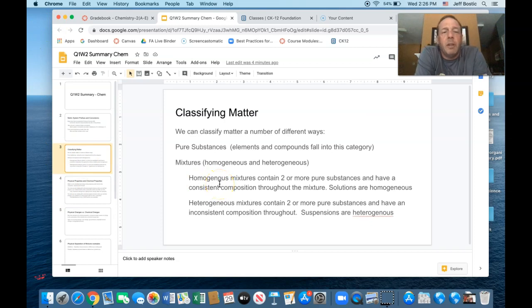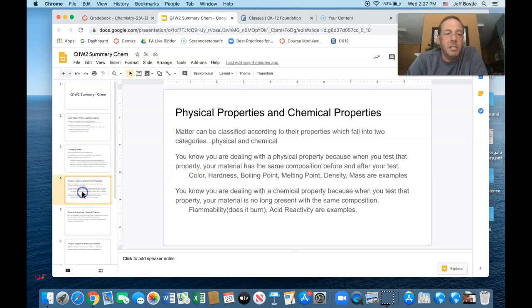We also talked about how we can classify matter. Chemistry is the study of matter and how we interact with it. So we started with, how do you classify it? We lumped everything up into one of two categories. Either you're a pure substance or you're a mixture. If you're a pure substance, you're an element or a compound. If you're a mixture, you are either a homogeneous mixture or a heterogeneous mixture. And you can read on the screen some of the different examples of heterogeneous and homogeneous mixtures. In general, solutions tend to be homogeneous. Suspensions tend to be heterogeneous.